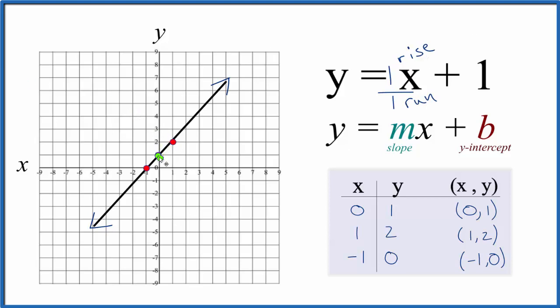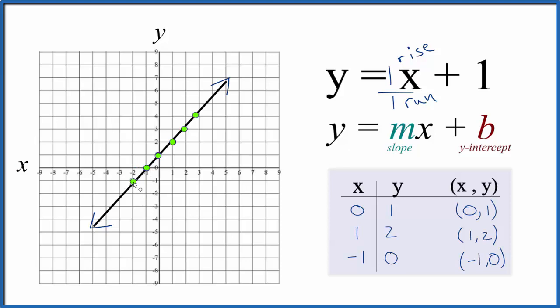So let's go to our y-intercept. We rise 1, we go over 1. Just keep doing this. Rise 1, go over 1. Rise 1, go over 1. And likewise, we could go in the opposite direction. We could go down 1, over 1, the opposite direction, down 1, over 1.